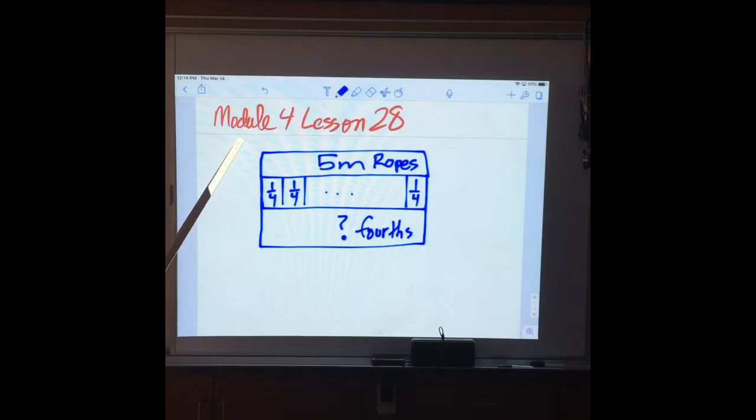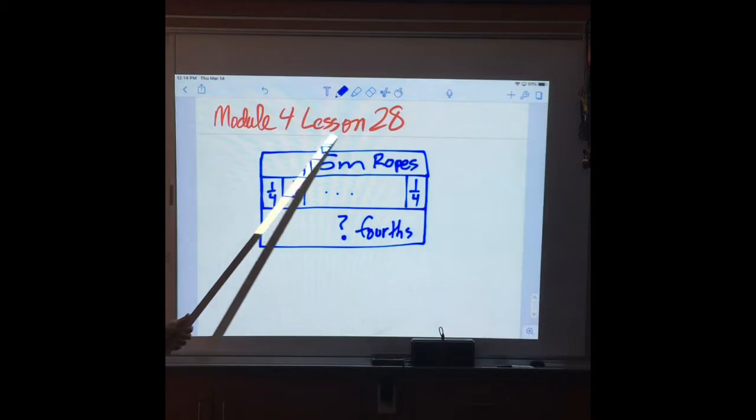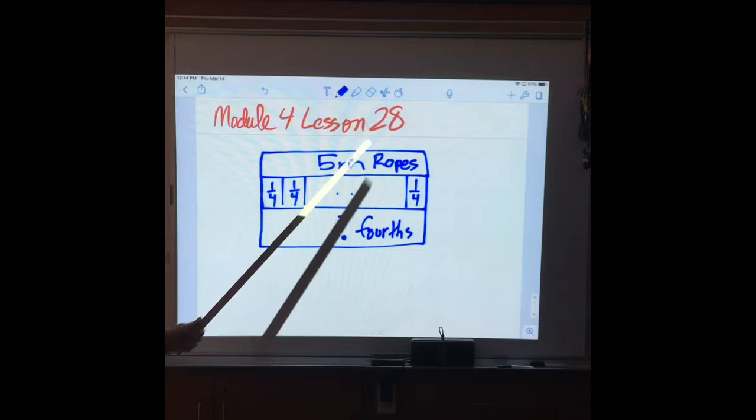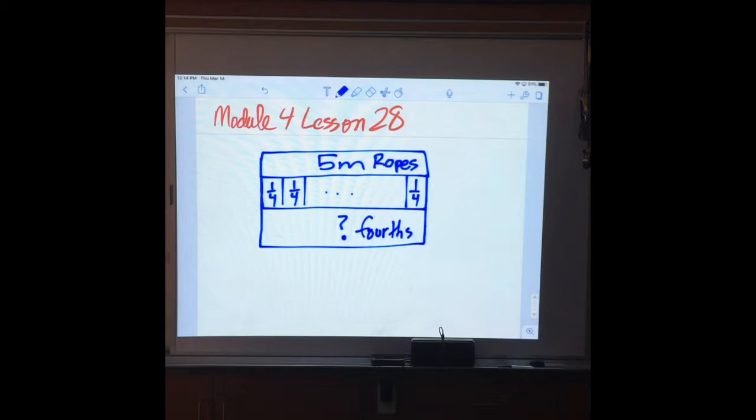Welcome back to math. Today, Module 4, Lesson 28. We're going to be writing equations and word problems that correspond to things that we see like this. So here we have this problem in our book, and I'm going to ask a question.